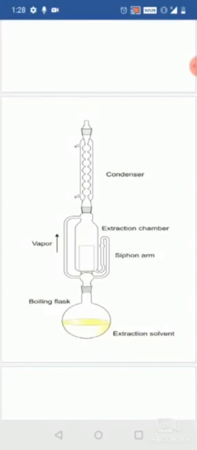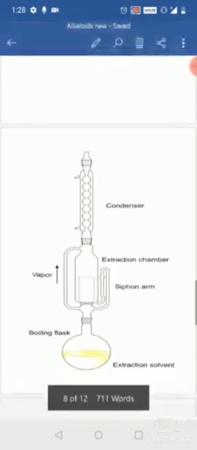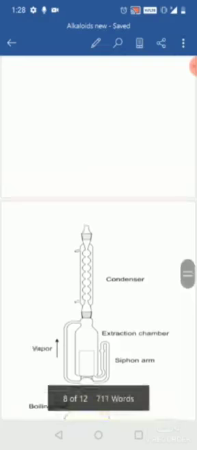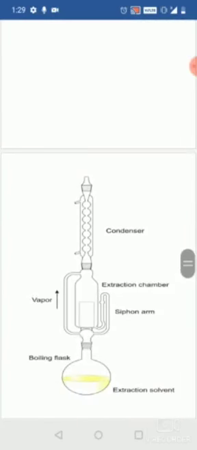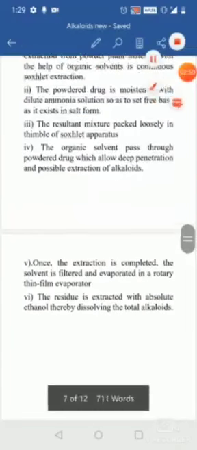Once the extraction is completed, this cycle you repeat for 10 to 15 times, depending upon the need or the type of the drug you use. If you use a bark drug, you require more cycles or more time. If you use leaves and others, you require less time or fewer cycles. So depending upon the type of material you choose, or where the active constituents are present, you alter the time, or increase or decrease the cycles.